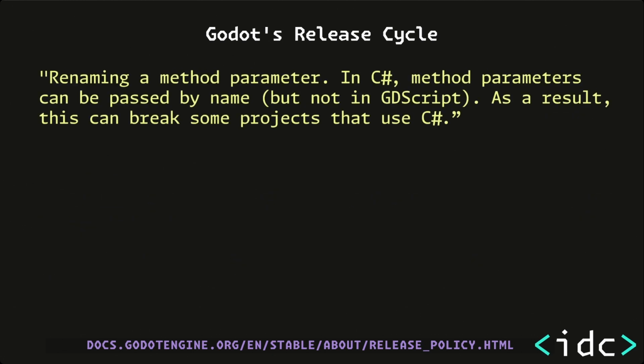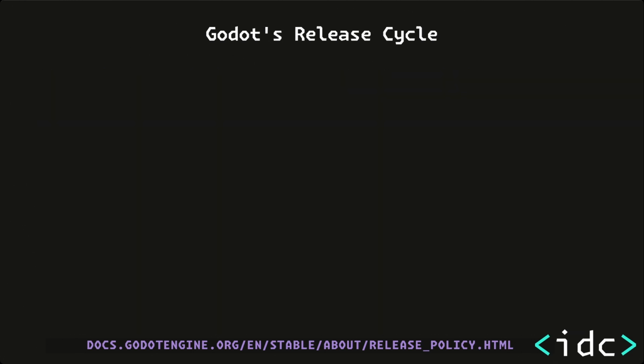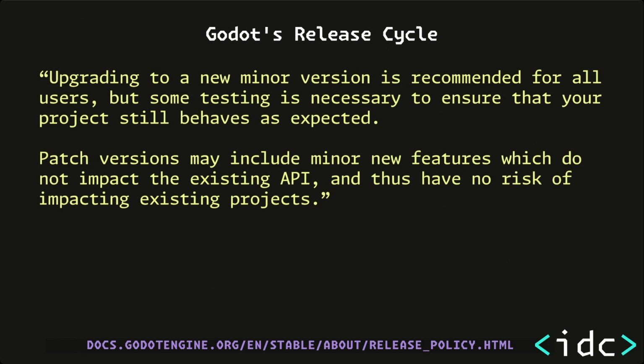So one simple example is here. They might release a minor update that renames a parameter in a function. In GDScript, that won't cause an issue. In C# that will cause a breaking change. So they're not guaranteeing that minor updates break nothing. You still have to do your due diligence when you update your project. Now, patch releases are almost always safe to update. You should always be using the latest patch release of the current Godot stable release you're developing against.